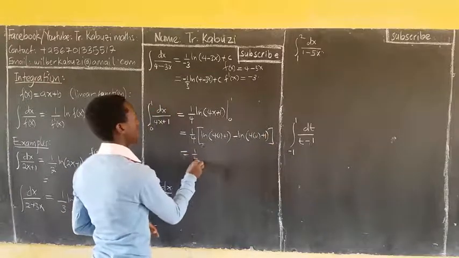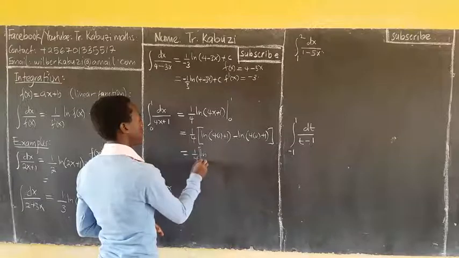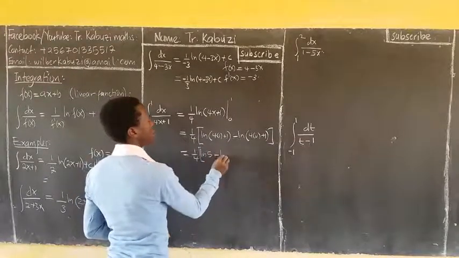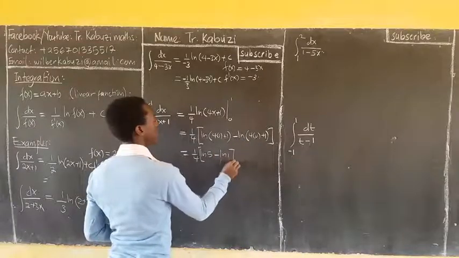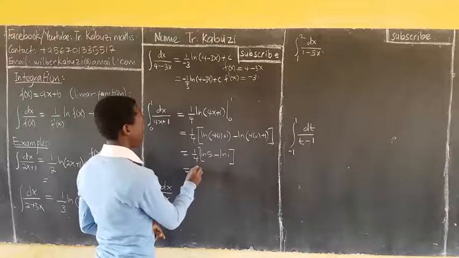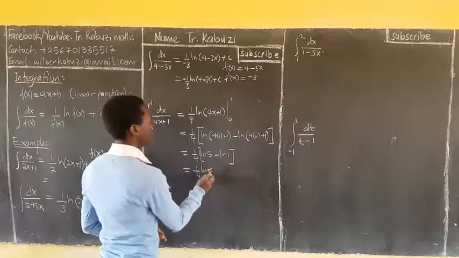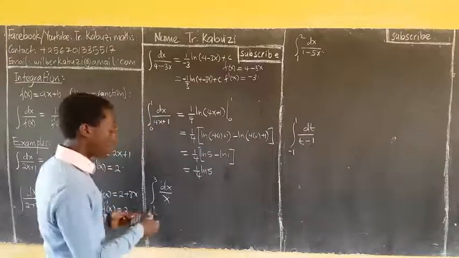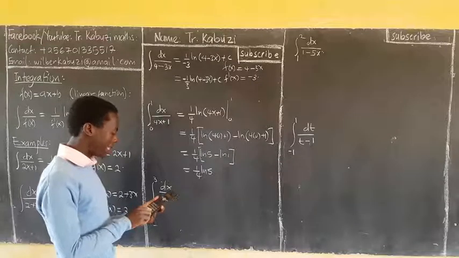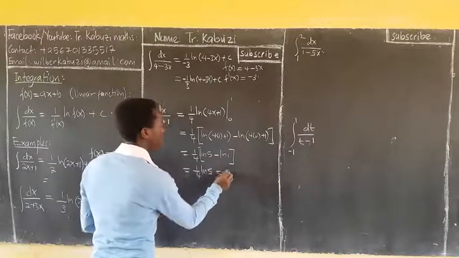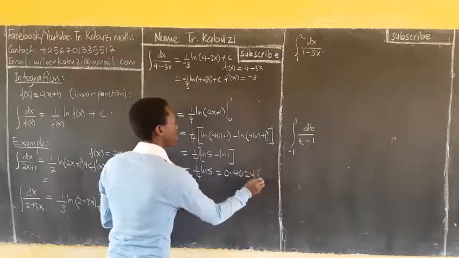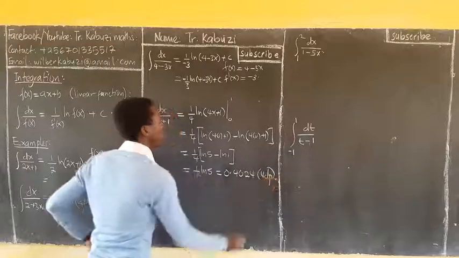So this will be a quarter natural log of, in the bracket, 4 plus 1, which is 5, minus natural log of 0 plus 1, which is 1. The natural log of 1 is 0, and then we have 1 over 4 natural log of 5. You can leave it there, or you can press it in the calculator and give it to 4 decimal places. So if I give this to 4 decimal places, I have 0.4024.